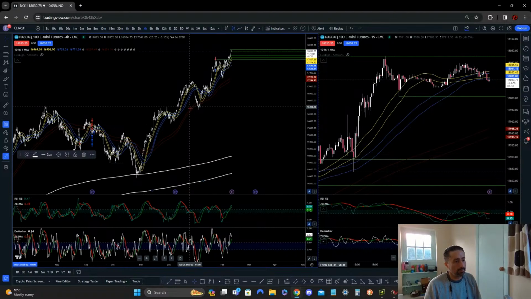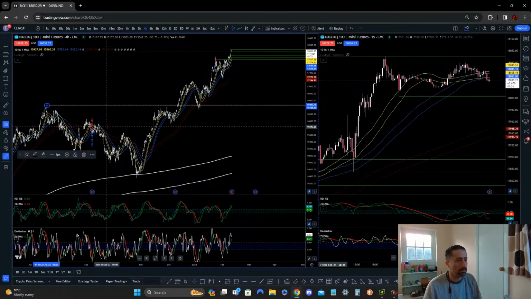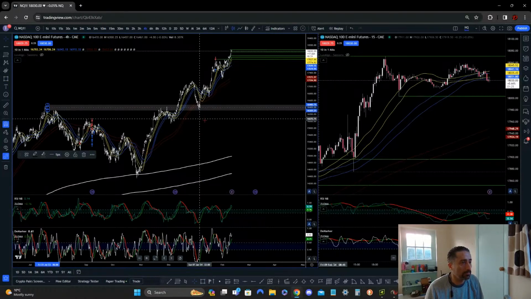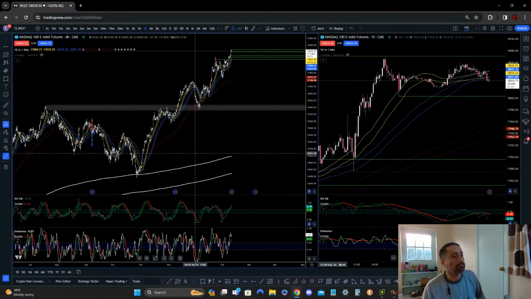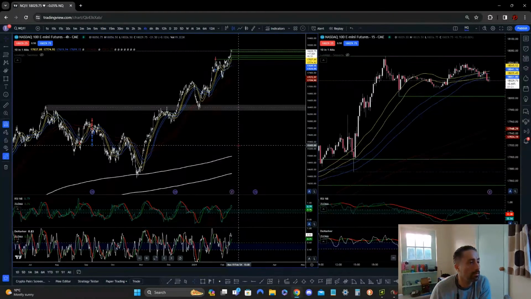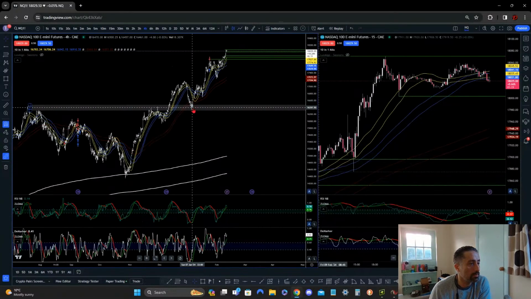So this is a support and resistance here. We could just put like a little box there. And a demand zone for this demand right here. All right, so I'm going to put some anchor VWAPs.